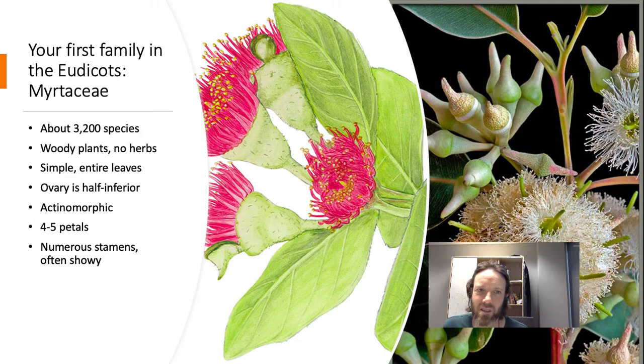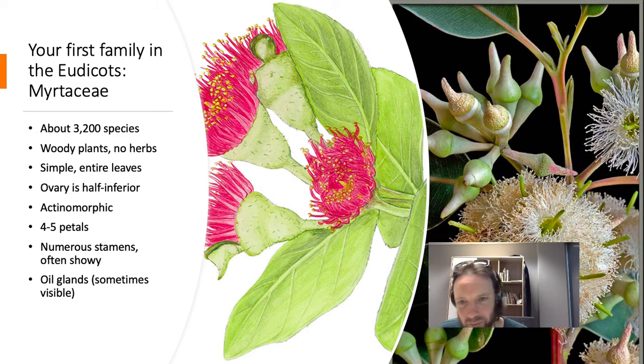Often numerous stamens, often very showy. So this classic eucalyptus example here, where you see the stamens are super colorful, and they're the actually showy things that are attracting pollinators. Oil glands that are visible sometimes, not always, not quite as visible as in the citrus family, but definitely are there if you look closely. And a very distinctive smell, which you can get to recognize as you work through this family.